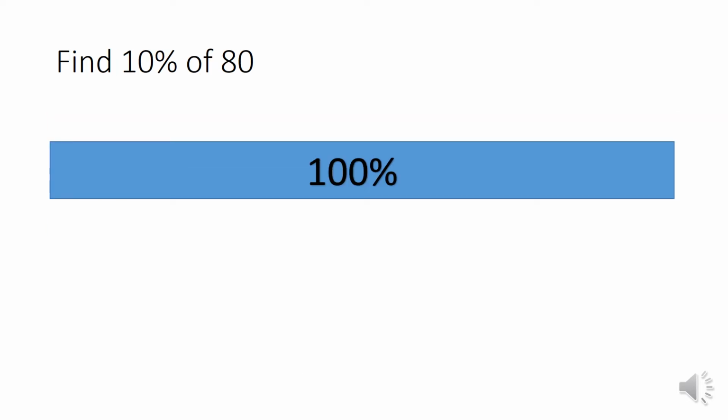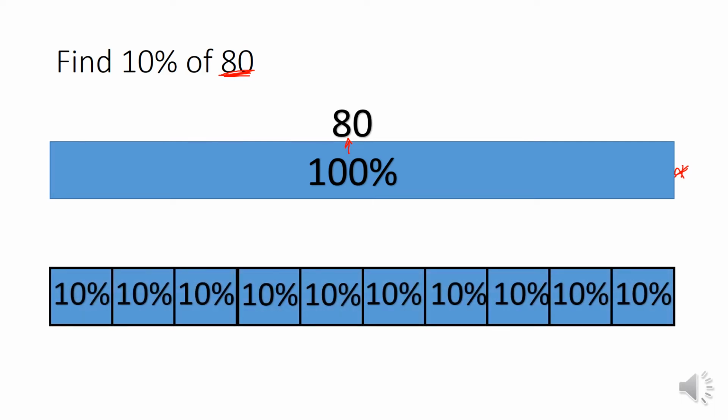Okay, so let's find 10% of 80. So we're starting off with 100%, and we're told that the original amount is 80. So we know that our 100% is equal to 80. So these are the same. So 100% is 80. And what we're going to work out now is what 10% equals. So from before, we saw that we need to split it into how many parts? It was 10 parts. So we need to divide this by 10. So 100% divided by 10 gives 10%. So we need to do 80 divided by 10 to work out how big each of these is.